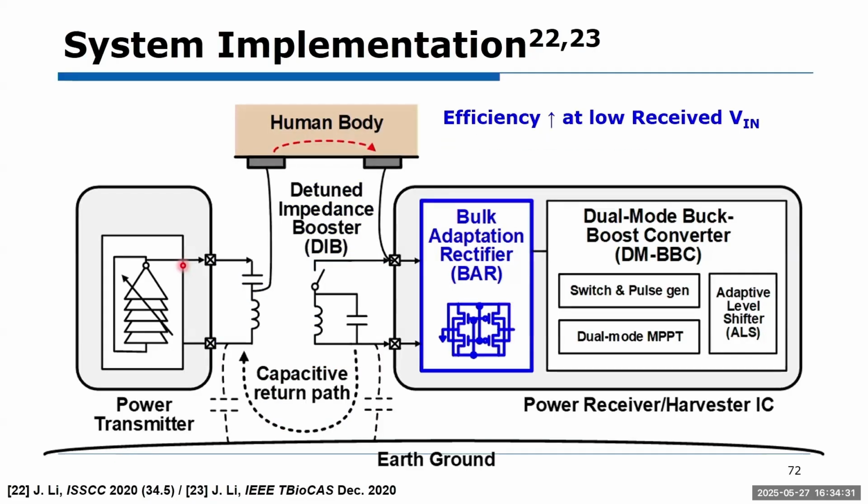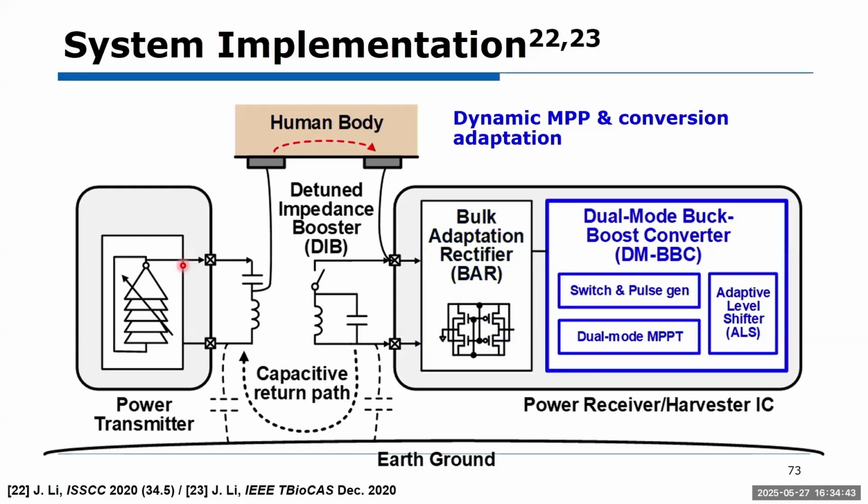And then you need to have the rectifier, which is tuned for low threshold. While suppressing the leakage and getting the low threshold, we have the adaptation rectifier, depending on the input levels. And because there's a big difference between harvesting versus transfer in terms of power level, we need to have the dual mode buck boost converter at the same time. And we are utilizing the capacitive return path, as I said, in the communication as well. And that's how it behaves.